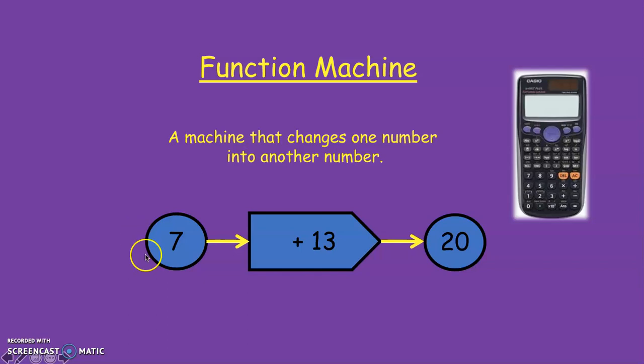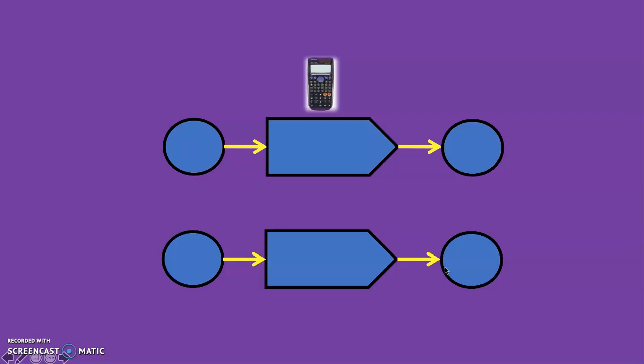So here, this is our input. What do we put into our function? What happens in the function? And then what's the output? What comes back out of the function? Okay. Right, let's look at some more examples of these.